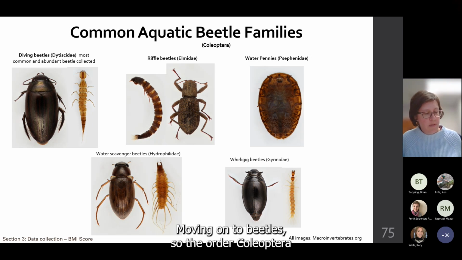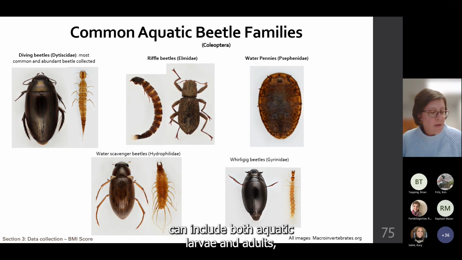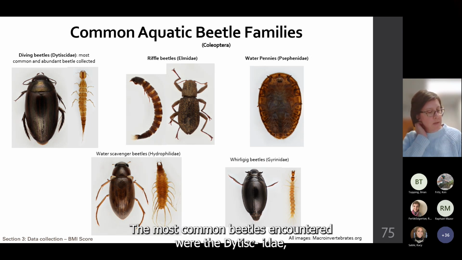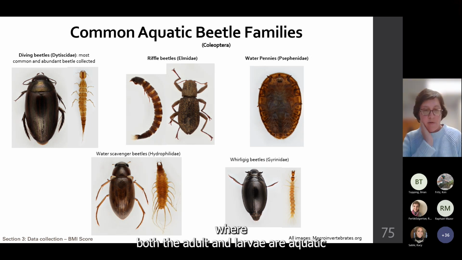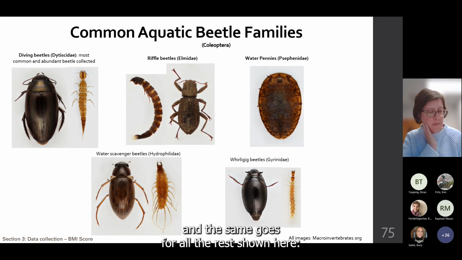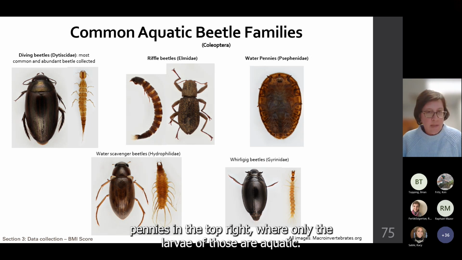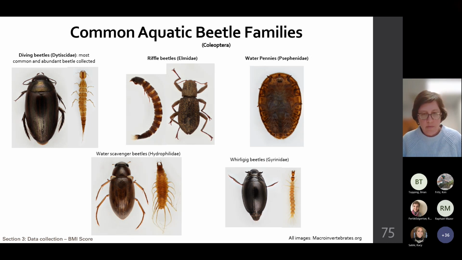So moving on to beetles. The order Coleoptera can include both aquatic larvae and adults, whereas the first three slides were dealing with aquatic larvae only. The most common beetles encountered were the Dytiscidae, where both the adults and the larvae are aquatic. And the same goes for all the rest shown here, the Elmidae, the Hydrophilidae, except the Psephenidae, or the water pennies in the top right, where only the larvae are aquatic.